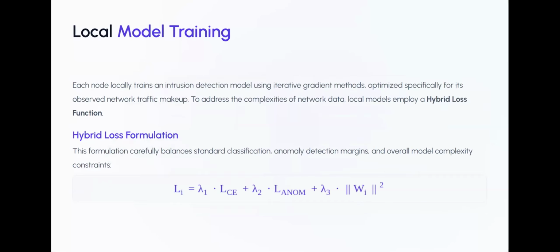Local model training: the intrusion detection model is trained using the local network traffic, and the model is optimized using iterative gradient-based learning. A hybrid loss function is employed to balance three objectives: accuracy of attack classification, effective anomaly detection, and reduced model complexity. So these parameters we keep in mind. This enables each local model to adapt to the characteristics of its own network traffic.